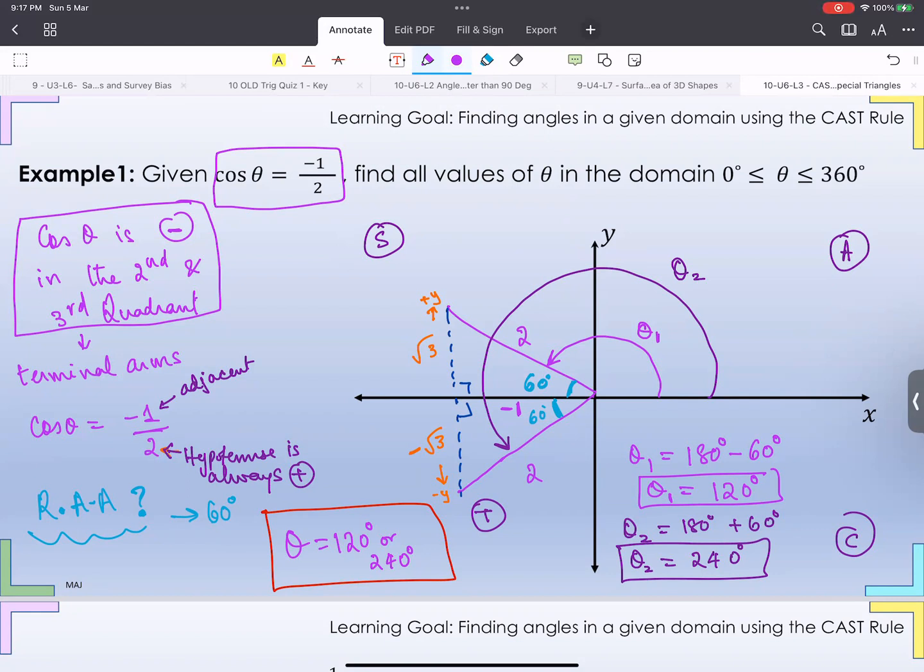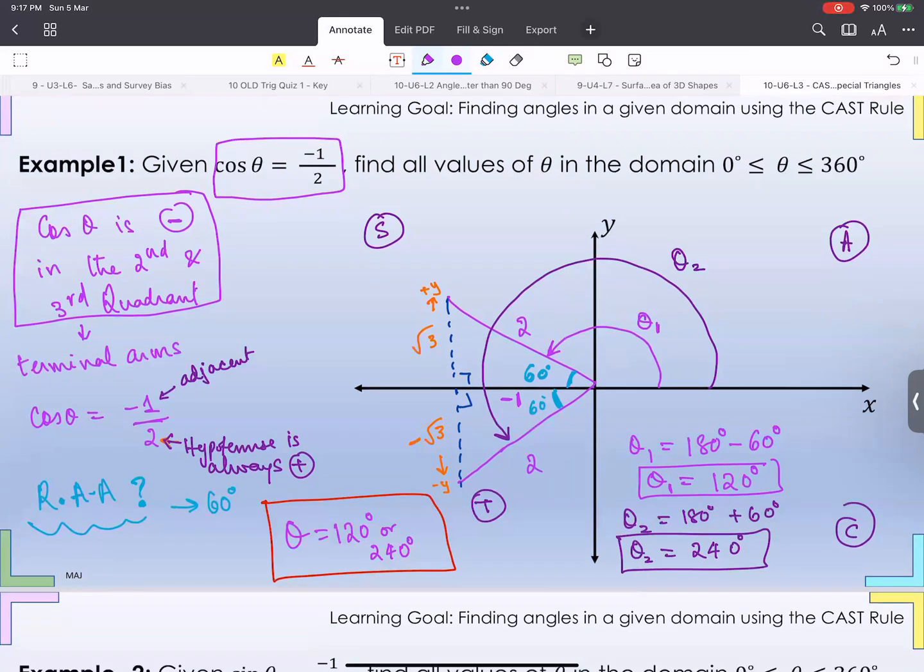Okay, so double check that. Get your calculator and actually check what happens with cos of 120 degrees or cos of 240 degrees. Does it actually give me negative 1/2? And it should, okay? All right, let's try another question.